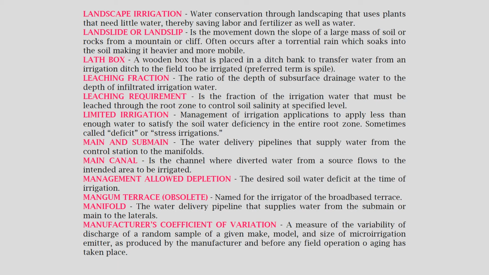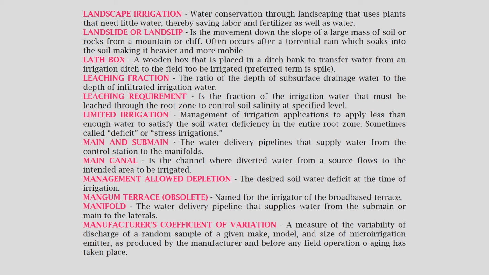Main and submain: the water delivery pipelines that supply water from the control station to the manifolds. Main canal is the channel where diverted water from a source flows to the intended area to be irrigated. Management allowed depletion: the desired soil water deficit at the time of irrigation. Mangum terrace, obsolete, named for the irrigator of the broad-based terrace. Manifold: the water delivery pipeline that supplies water from the submain or main to the laterals.